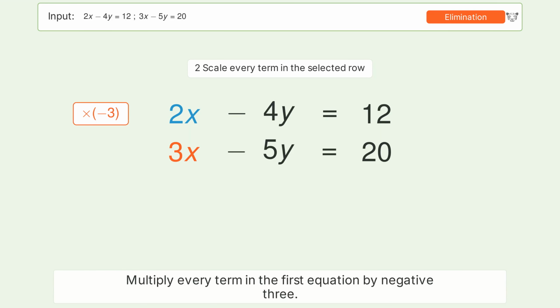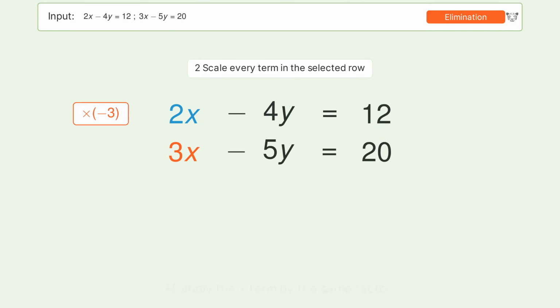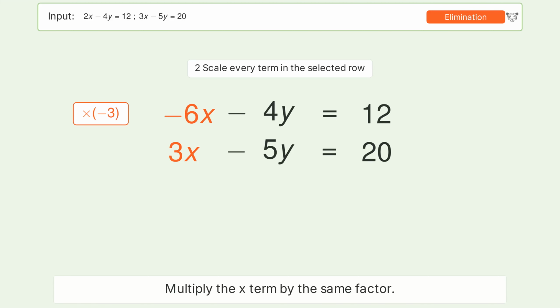Multiply every term in the first equation by -3. Multiply the x term by the same factor. Now multiply the y term by that factor. Finally, multiply the right side too.